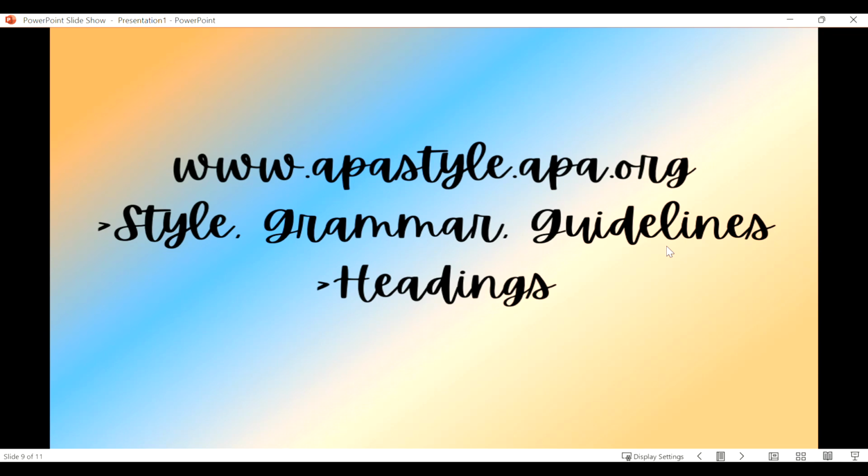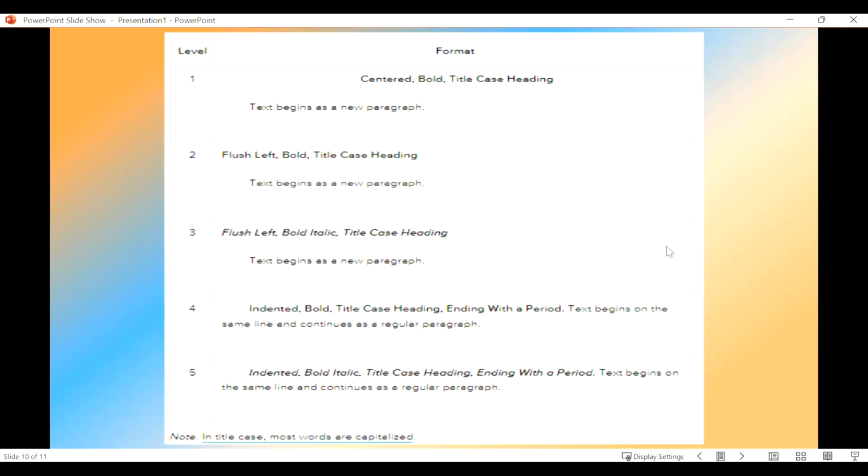If you do use the website, go to that link at the very top and then go to the Style and Grammar Guidelines and click on Headings. And once you get there, you will see a table that looks like this. Now, this is such a commonly referenced piece of information within APA formatting guidelines that in the guidebook that you were given at orientation, they actually put it right on the inside of the front cover.